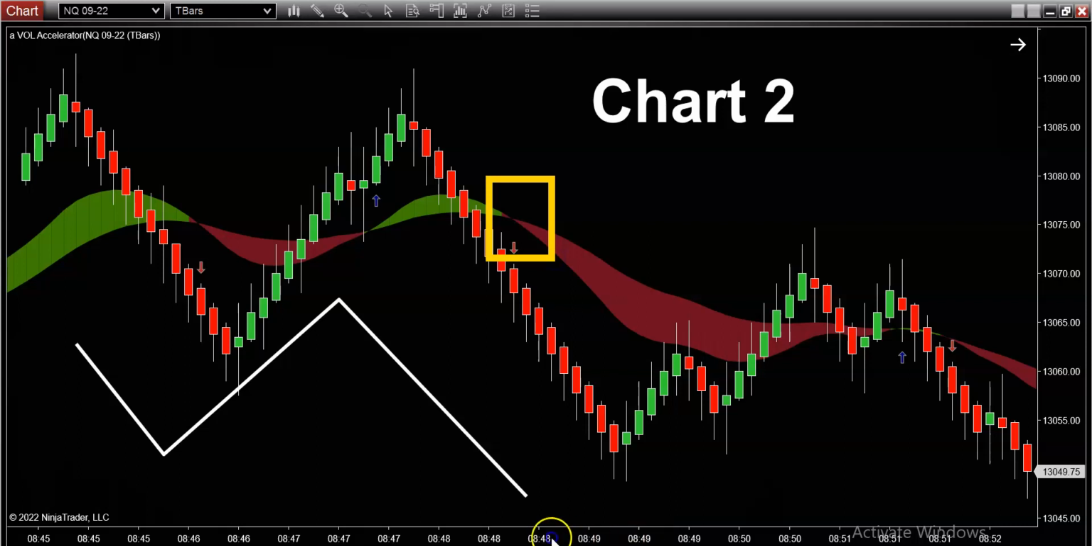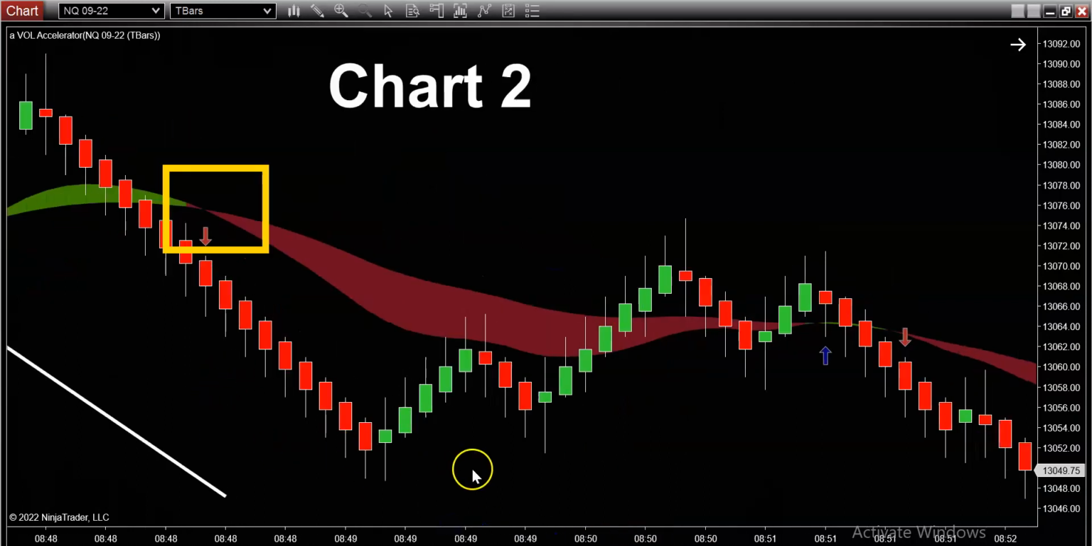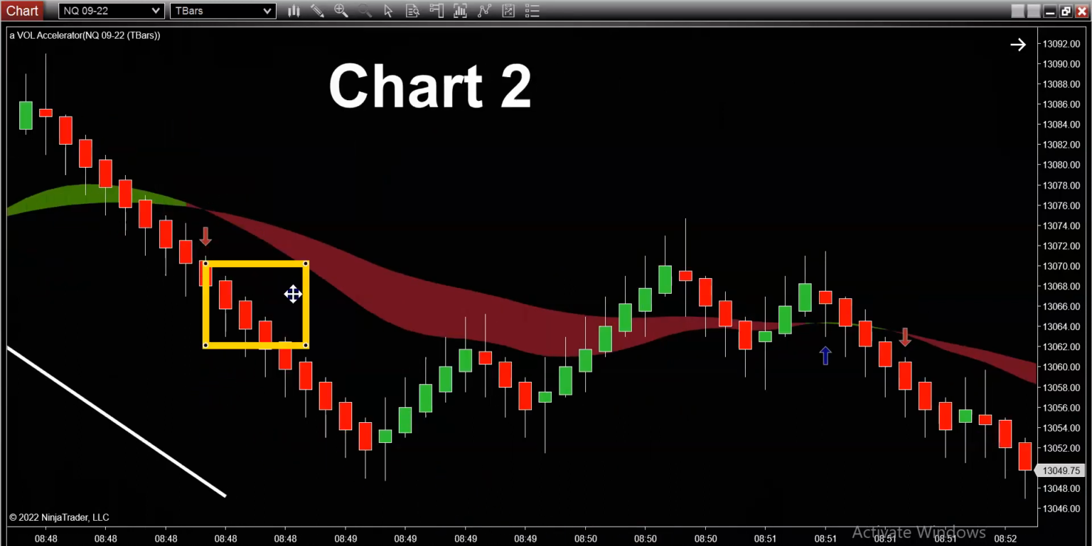Indicator turns red right over there. This happens at about 8:48. The market now sells off. We're doing nothing. We're not reacting. We are simply watching and waiting for one of these, a nice pullback, a nice retracement.